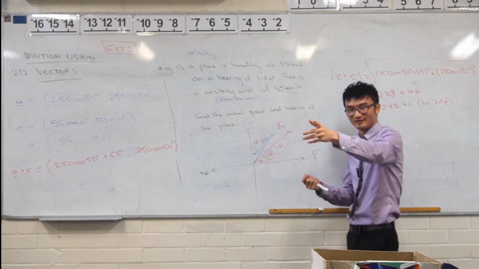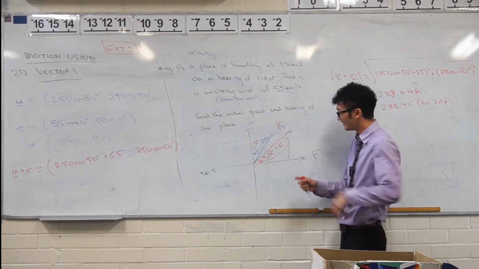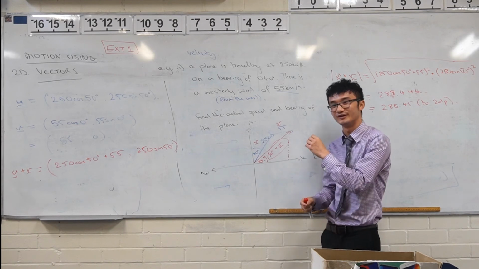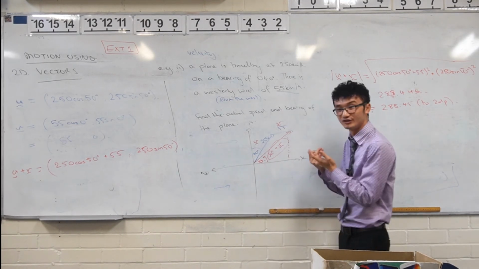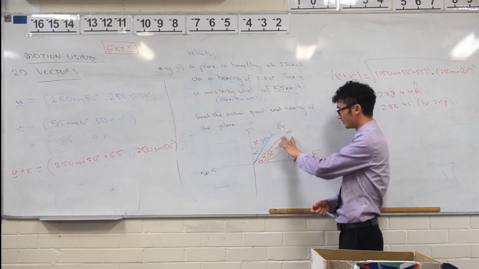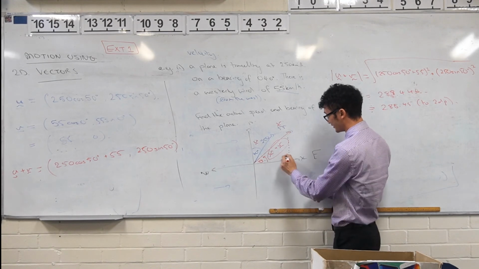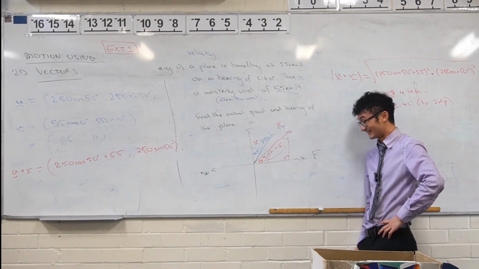Help me out with this one. I have a vertical component and a horizontal component. If I want to find the angle here, what ratio am I looking at? When I think about directions, we have a definition for that. I want this side and this side in my right angle triangle. It's tan theta, well done.